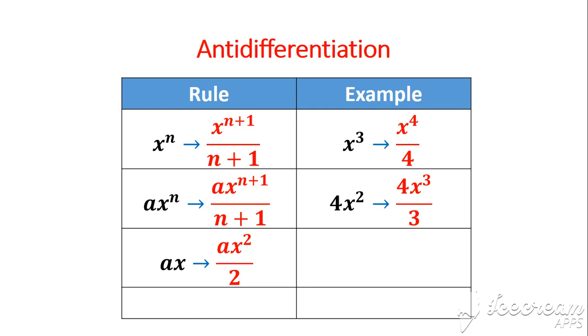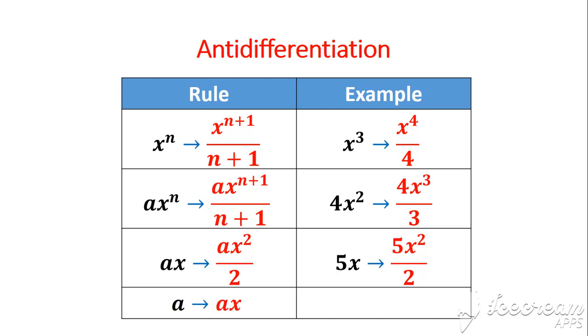If we have a number times x, you have to add 1 to the power to get x to the power of 2, and then divide it by 2. So if I gave you 5x, you're going to add 1 to the power to make 5x squared, but then you must divide by 2.